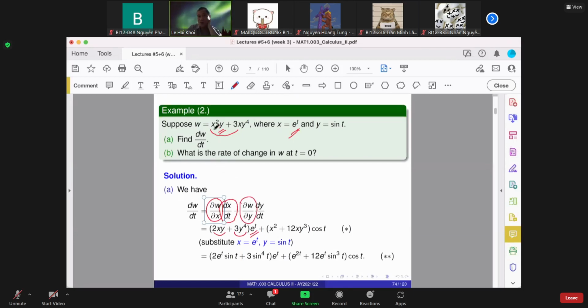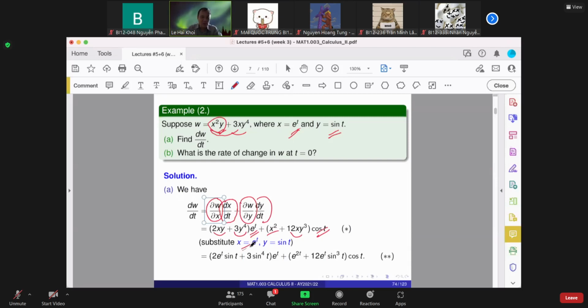dw over dy: here, x is unchanged. You have x squared. Here, 3x is unchanged. The derivative of y^4 is 4y cubed, which means that you have 12xy cubed multiplied by dy over dt, which is cosine t. So at that point, more or less, it is okay for the first formula.